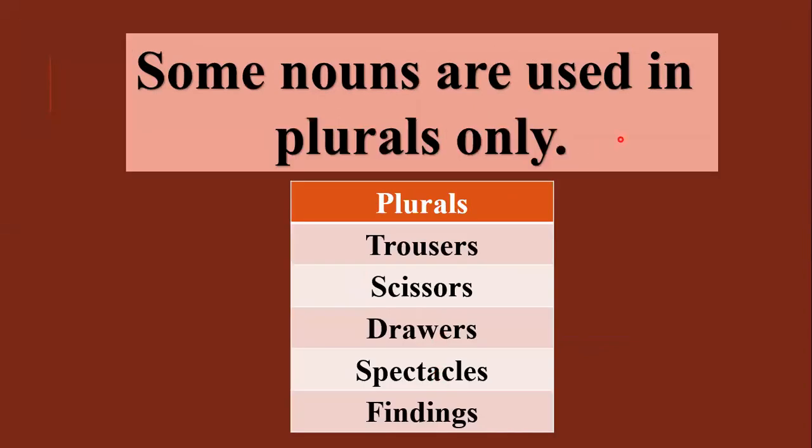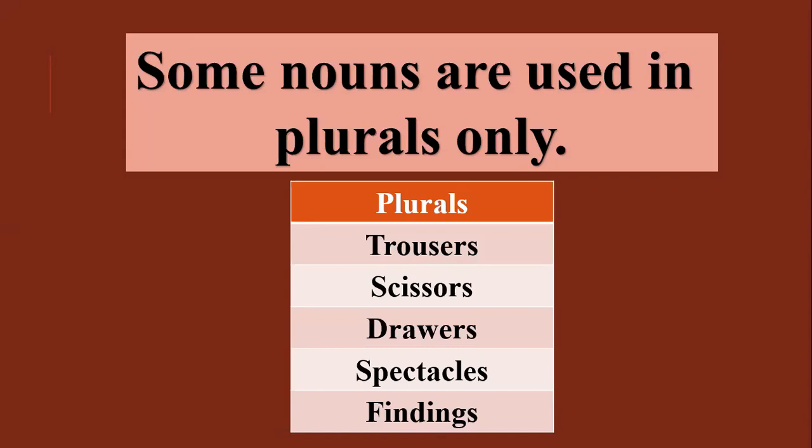Some nouns are used in plurals only. That means they don't have a singular. If I say, "Oh, where are my trousers?" where are my pants? So the trousers are hanging on the rope. So trousers is a plural form. It's always written in plural.